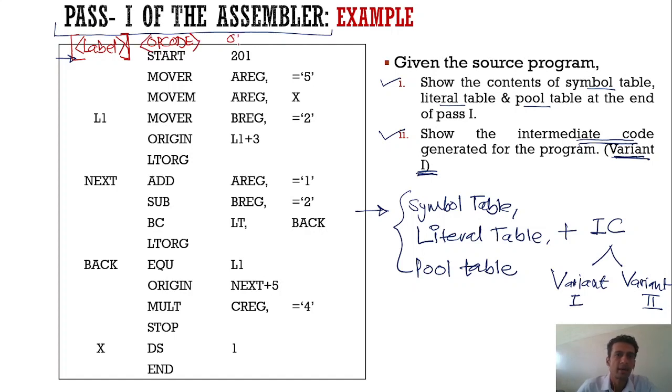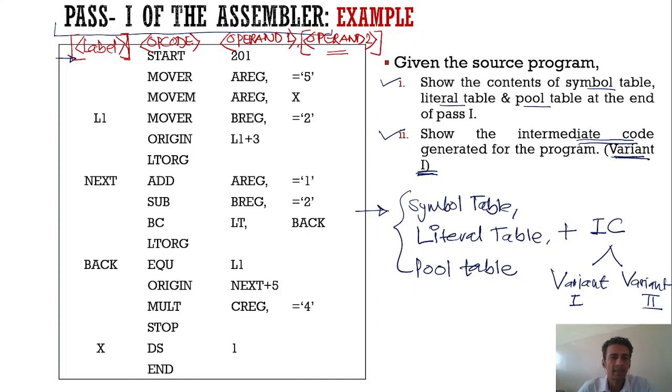Next is operand 1 and another field is operand 2. Now this operand 2 field is again optional. It's not applicable for all types of instructions, that is specifically imperative statements.